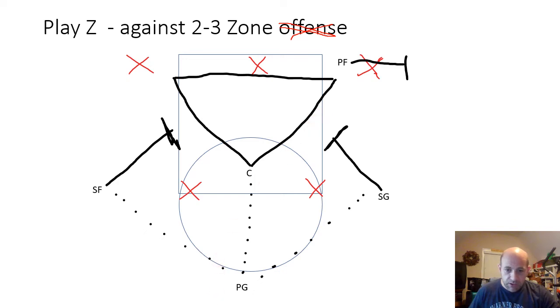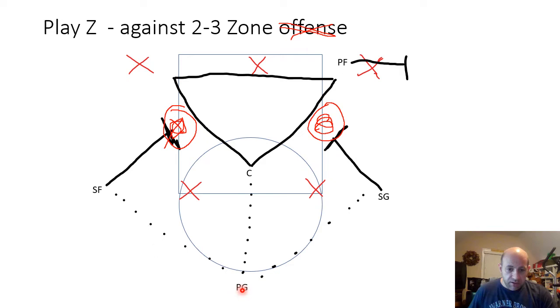Let me draw on the picture. This area right here. This is where we want to attack this zone right here. You get an easy shot. So if they all collapse on the center, he could either pass to the shooting guard or the small forward. They should both have an easy shot from this area.